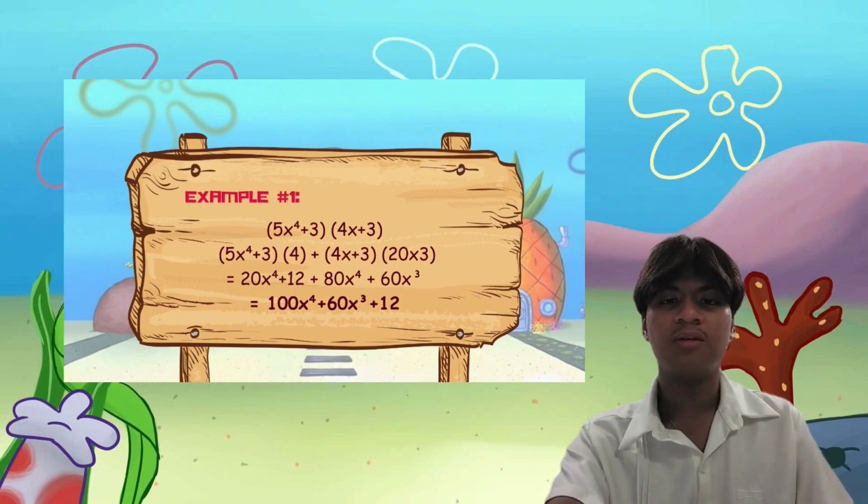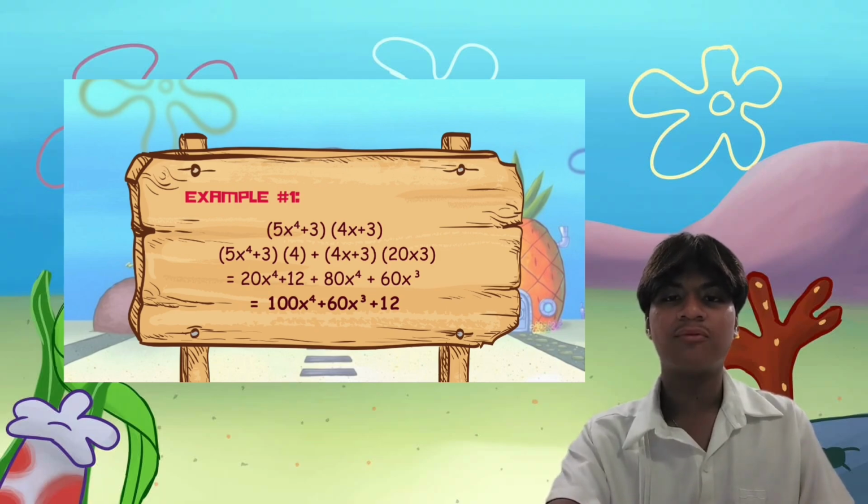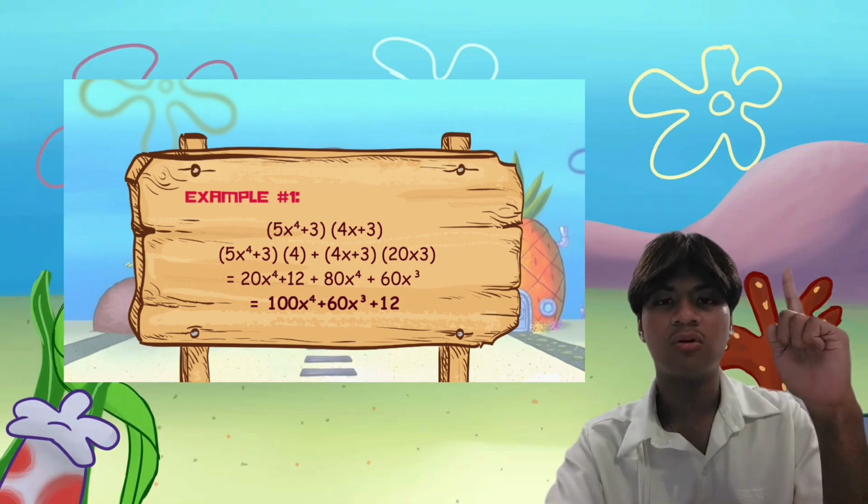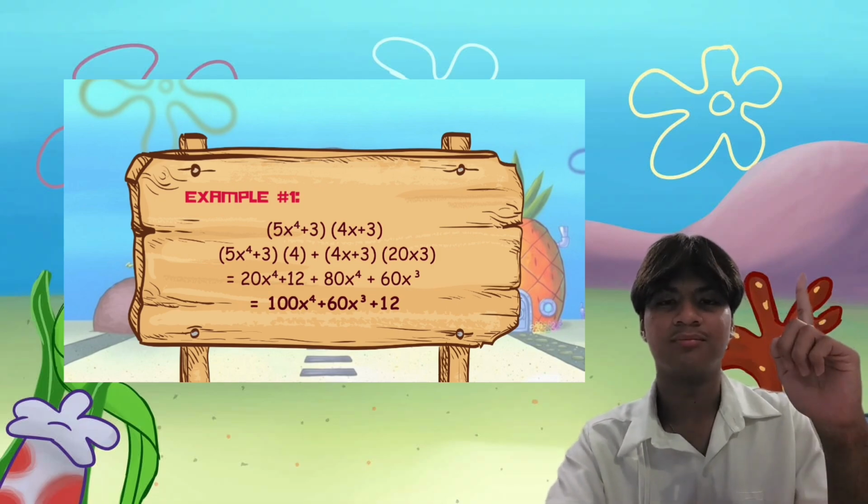After that, we should apply the formula, which will make the equation the product of 5x raised to 4 plus 3 and 4, added to the product of 4x plus 3 and 20x cubed. By distributing 4 to 5x raised to 4 plus 3 and 20x cubed to 4x plus 3, we will now get 20x raised to 4 plus 12 plus 80x raised to 4 plus 60x cubed. Of course, it will not end here, because now we have to add all the like terms, which will make our final answer 100x raised to 4 plus 60x cubed plus 12.